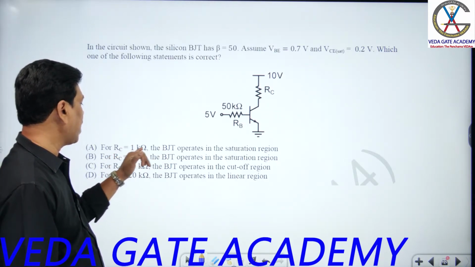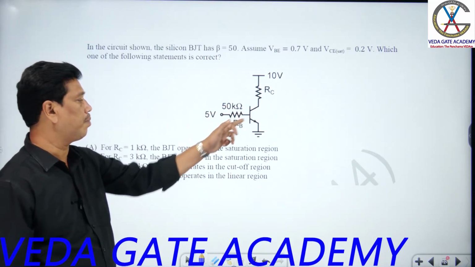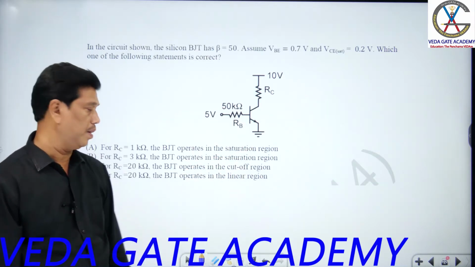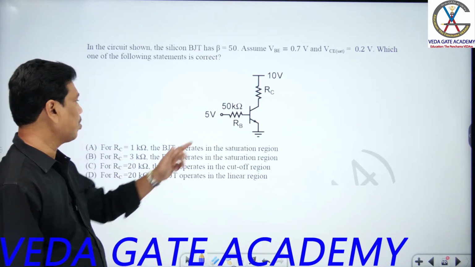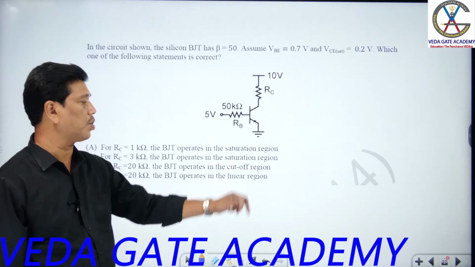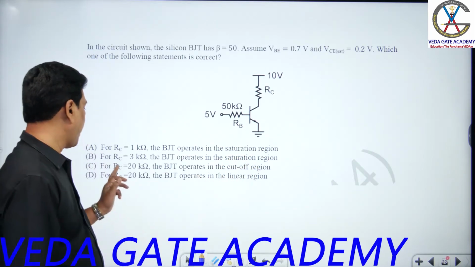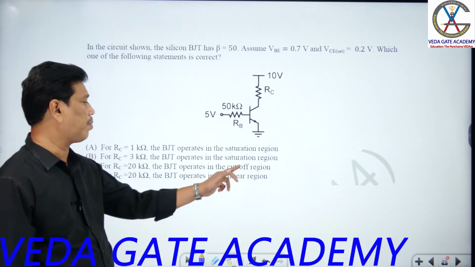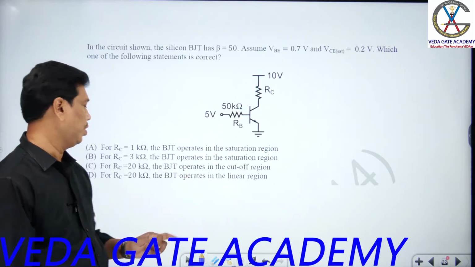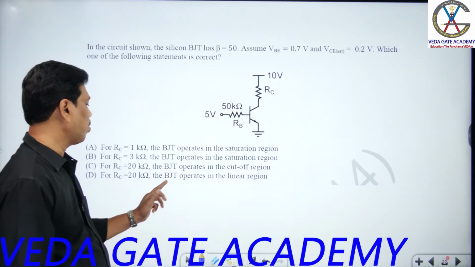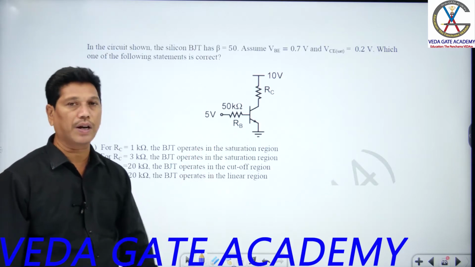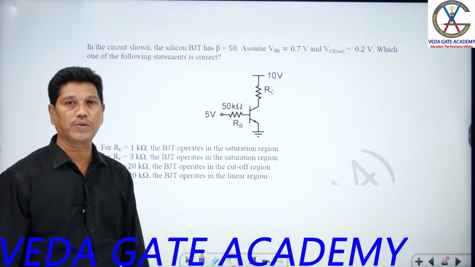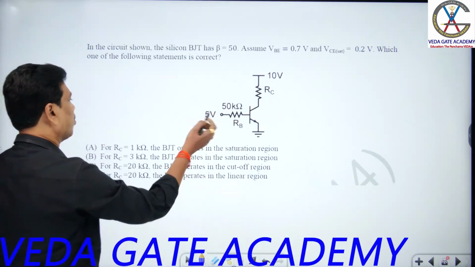The options: keeping RC equal to 1 kilo ohm, the BJT is in saturation. If RC equals 3 kilo ohm, the BJT operates in the saturation region. If RC equals 20 kilo ohm, the BJT operates in cutoff region. Or, for RC equal to 20 kilo ohm, the BJT operates in linear region. Linear means active region. Okay, let me check the circuit first.